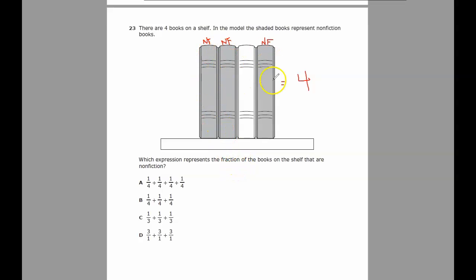Okay, so we have 1, 2, 3 nonfiction books, 3/4, right? 3 out of the 4. Well, they put the answer choices into unit fractions. So how do I break up 3/4 into a unit fraction? Remember you guys, your denominator never changes. It's still going to be a 4. So I'm going to have 1/4, 2 1/4, 3 1/4, because my top number is 3. 1, 2, 3. 1 plus 1 plus 1, 3. The answer is B.